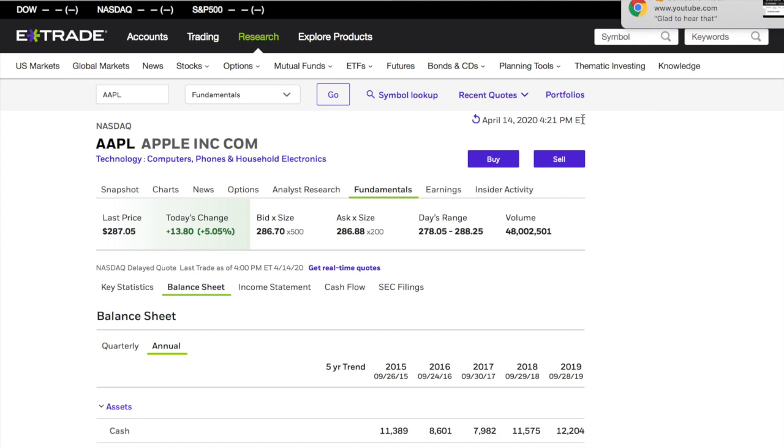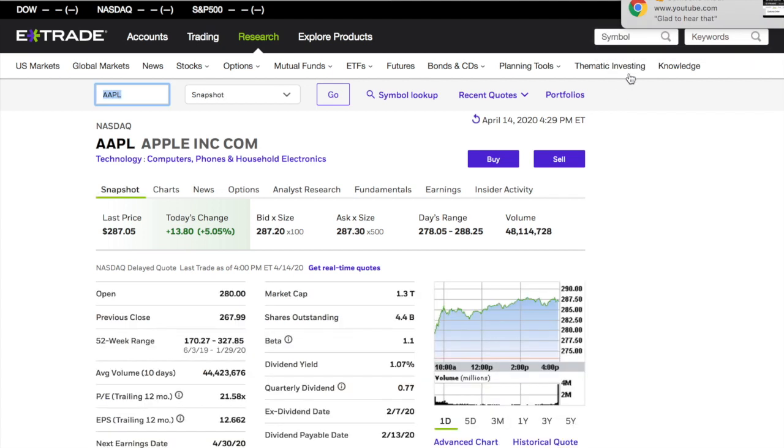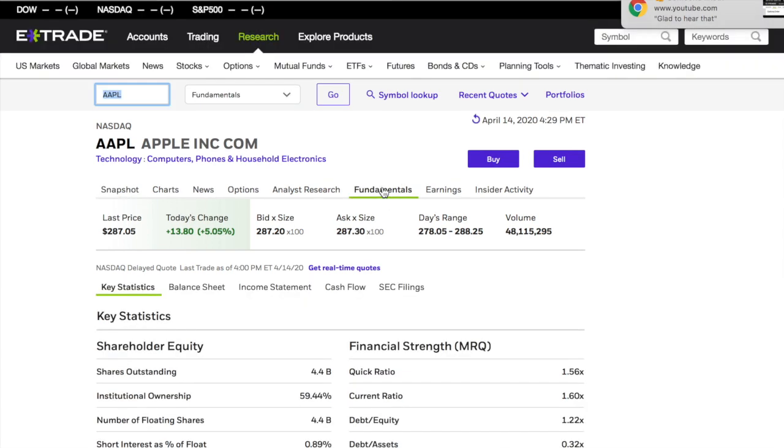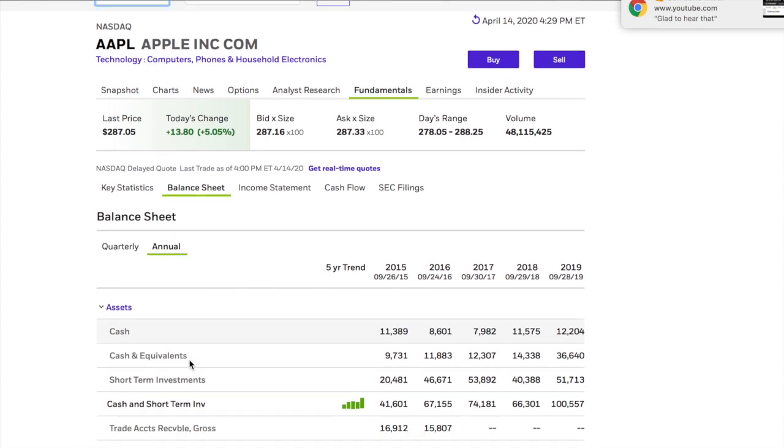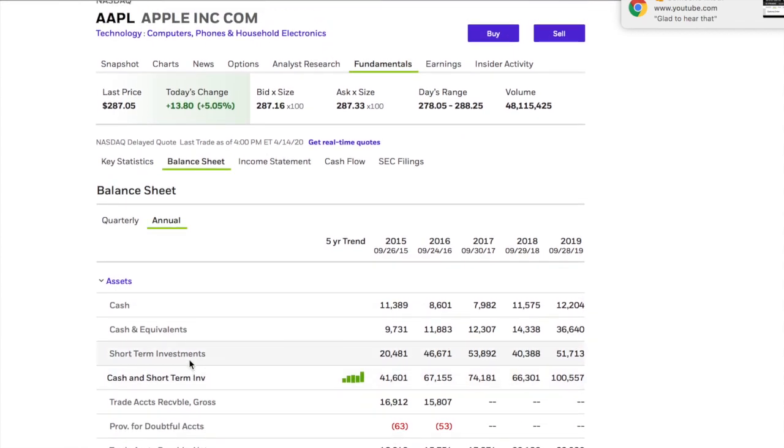The first thing you're going to do when you pull up your company stock, let's say you're looking at Apple, is type in the Apple stock symbol. At the top, you can type in Apple, or whatever company you're looking at. Then you're going to go to fundamentals. Once you get to fundamentals, right below here, you're going to see balance sheets right next to key statistics. Balance sheet. Boom, you have a broken down balance sheet right in front of your face.